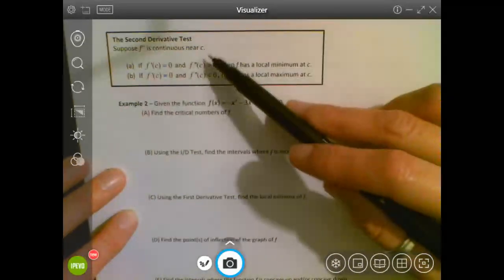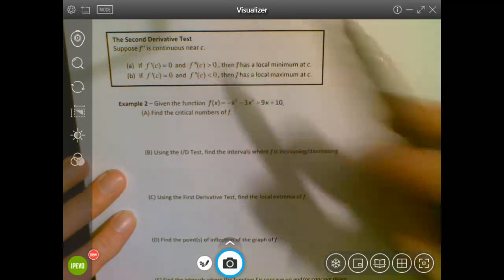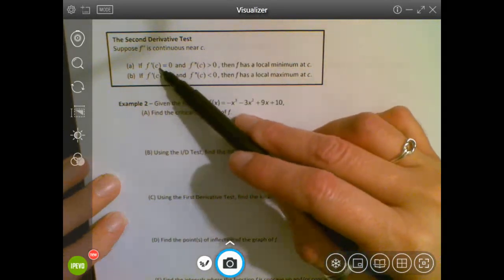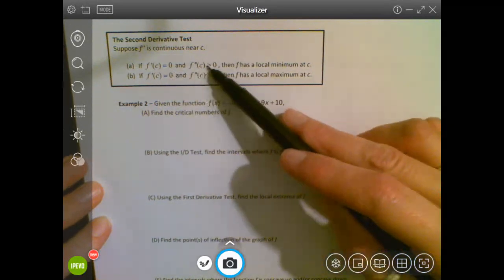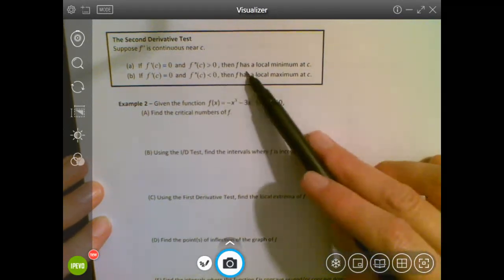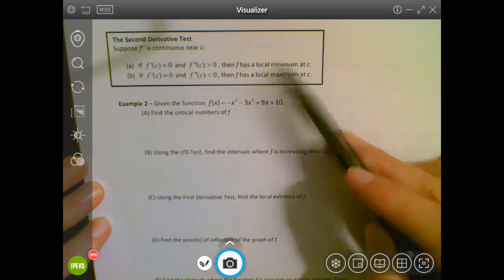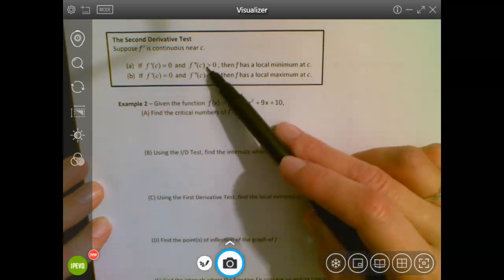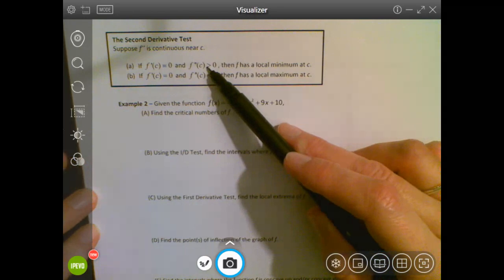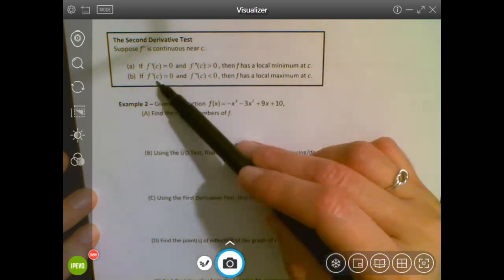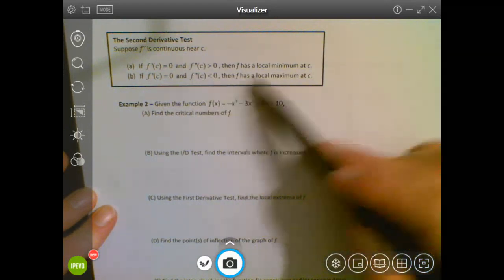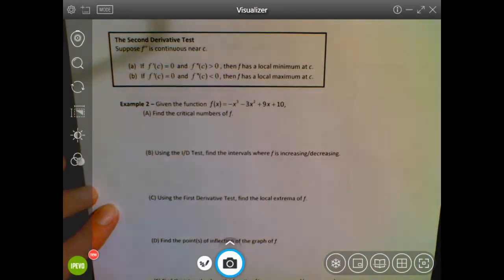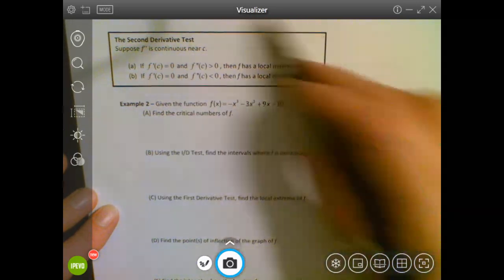So suppose f double prime is continuous near a value c. If the derivative of the function at that c value is equal to 0, and the second derivative is greater than 0, then we would say that f has a local minimum. So if our slope of our tangent line is 0 and our second derivative is greater than 0, then we have a local minimum. If our derivative at the c value is 0 and our second derivative is negative, then we would have a local maximum. So this is the second derivative test. Again, we'll get more into this when we come back from break.